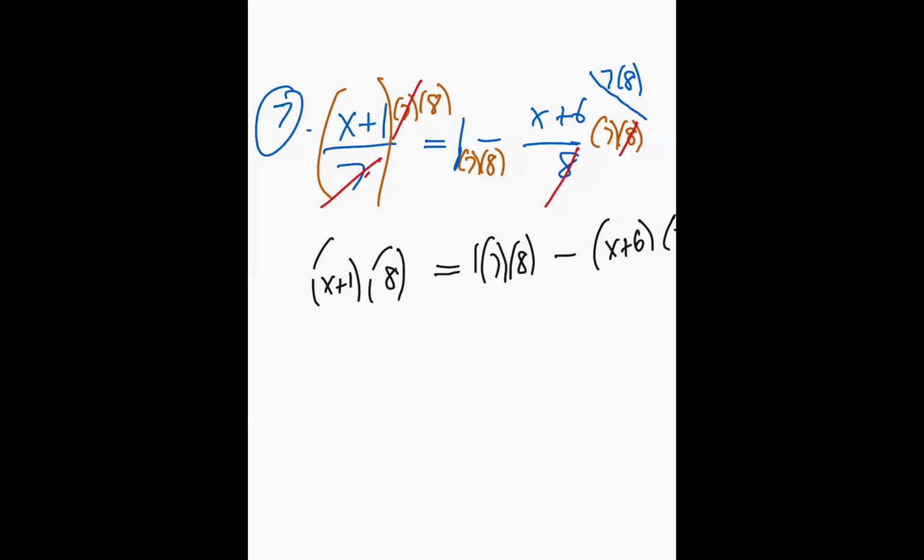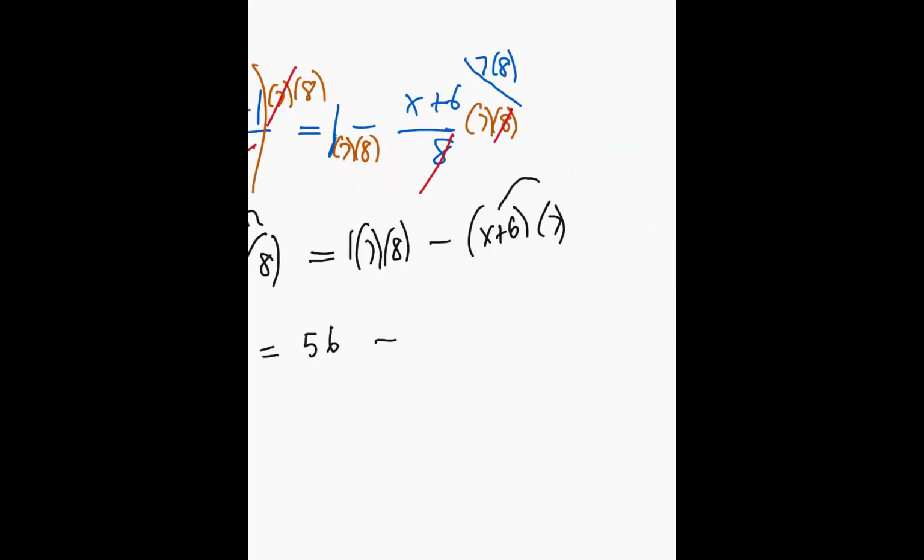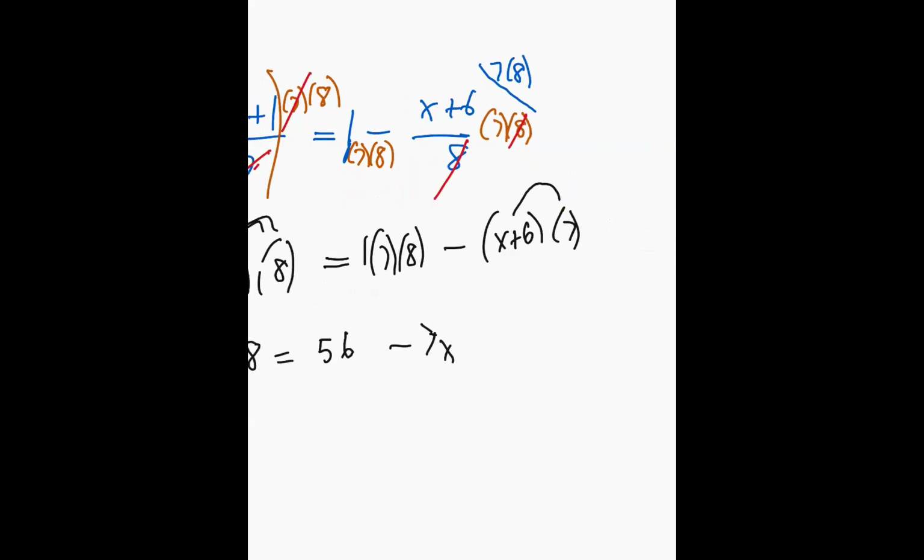And now let's solve it. So x times 8 is 8x. 1 times 8 is 8. Equals 1 times 7 is 7. And then 7 times 8 is what? 56, I believe. Minus, now you distribute this, that's x times 7 is 7x, but it's also negative, so you put down negative 7x. And then 6 times 7 is 42, but it's also negative as well, so you put down negative 42. So what you get is 8x plus 8 equals 56 minus 7x minus 42.